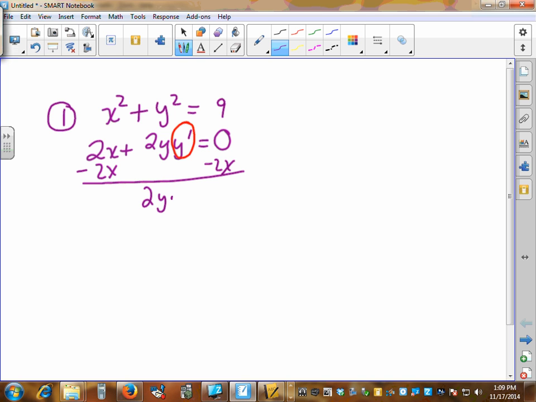Put all your expressions with the derivative on one side, and the expressions that don't have the derivative on the other. Solve for y prime. And so we get y prime equal to negative x over y.